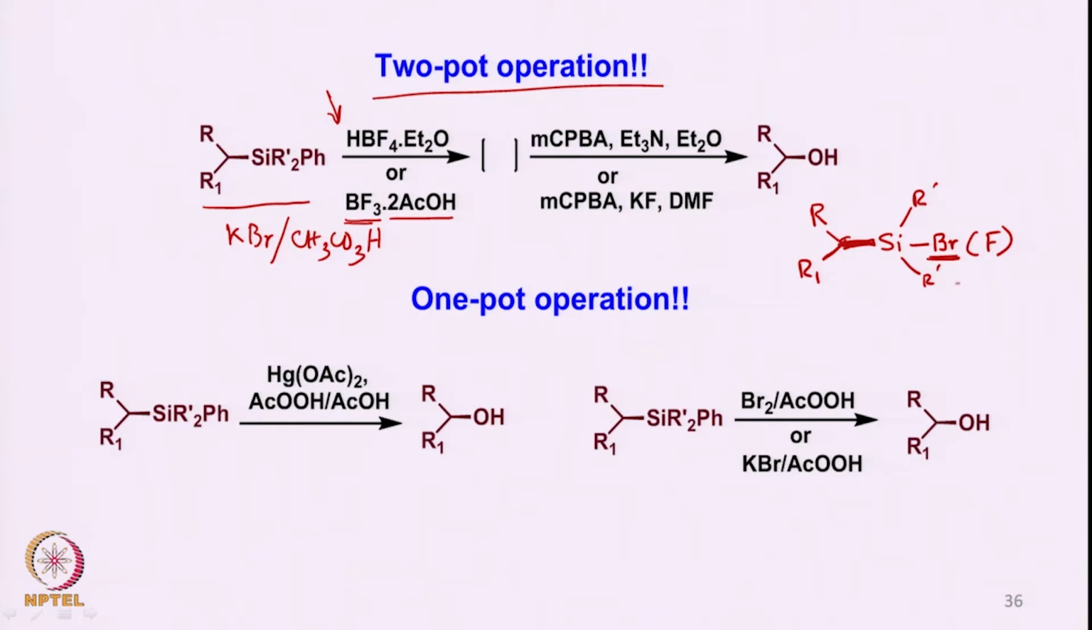So, instead of getting this bromide, one gets the fluoride, and then in the presence of any peracid such as metachloroperbenzoic acid, one can use triethylamine as a base or potassium fluoride as a base. One can then convert that silicon fluoride based intermediate to the corresponding alcohol, similar to the mechanism that we discussed using Baeyer-Villiger type of oxidation.